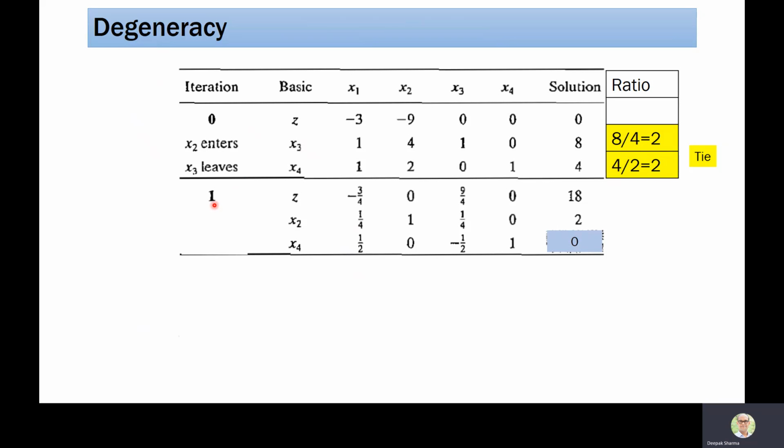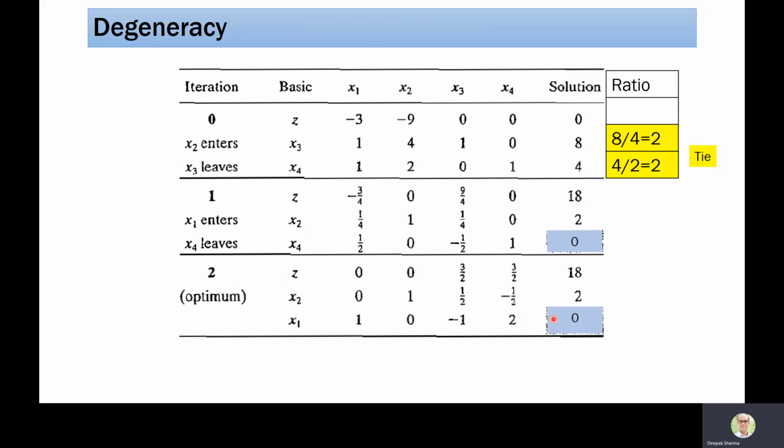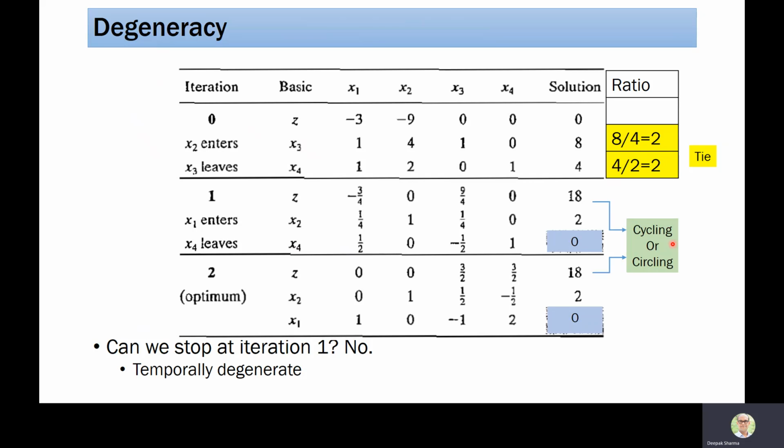Now I am at iteration number 1. Is there any non-basic variable with a most negative coefficient? Yes, we have one corresponding to X1. So X1 is going to enter and then we find the ratio, and X4 is going to leave. At this stage, there is no tie. And then finally we get the optimum solution. So what we realize is that since there was a tie, one of the constraints is a redundant constraint in our formulation.